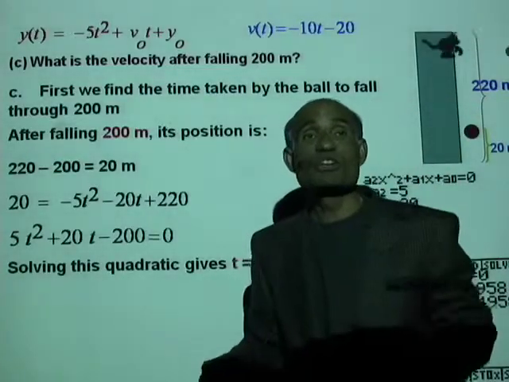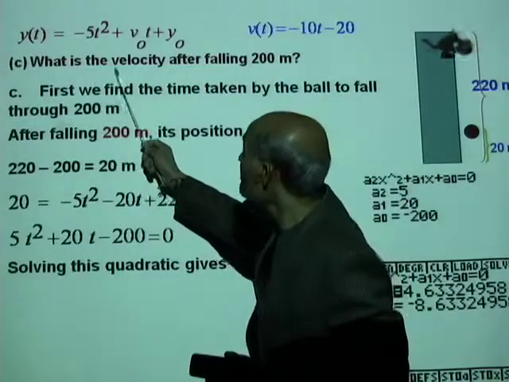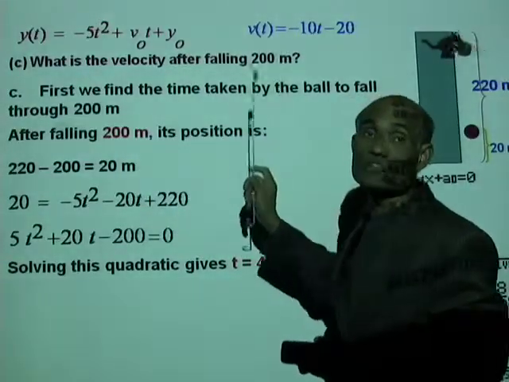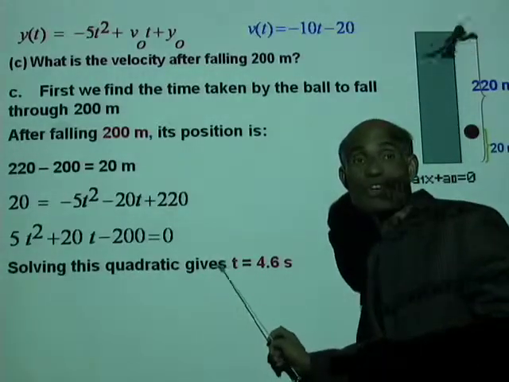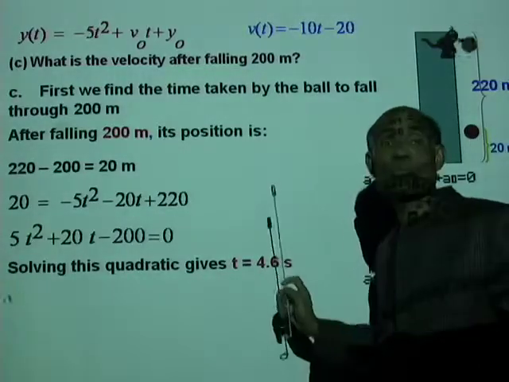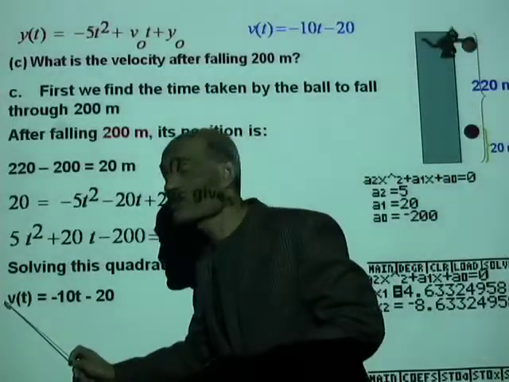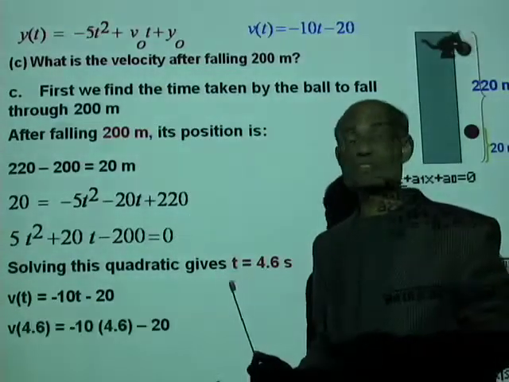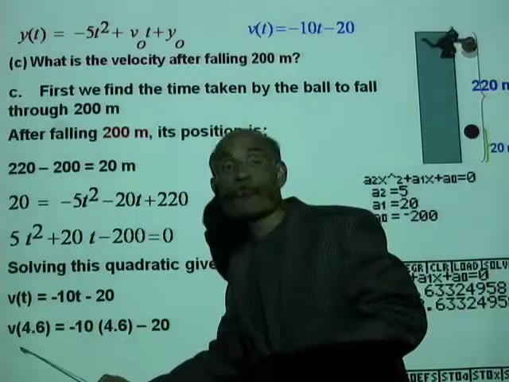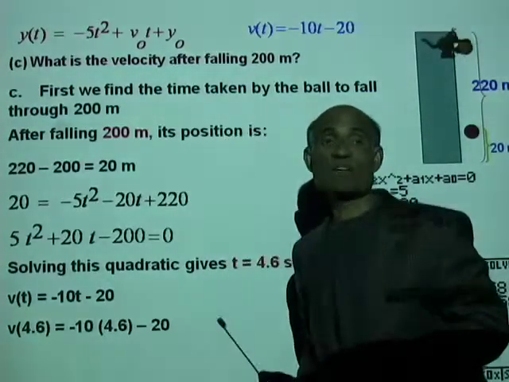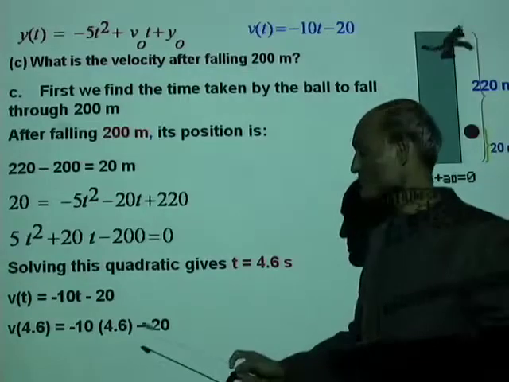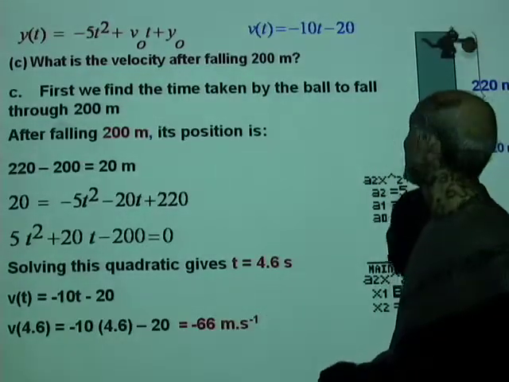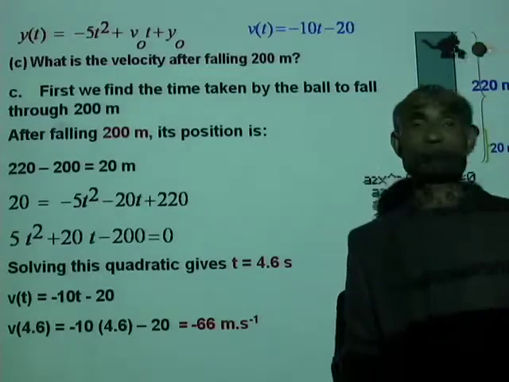Therefore, the question we need to answer, what is the velocity after falling 200 meters, is the same as what is the velocity at the end of 4.6 seconds. So since we know v of t is negative 10t minus 20, v of 4.6 is negative 10 times 4.6 minus 20, that is negative 66 meters per second.